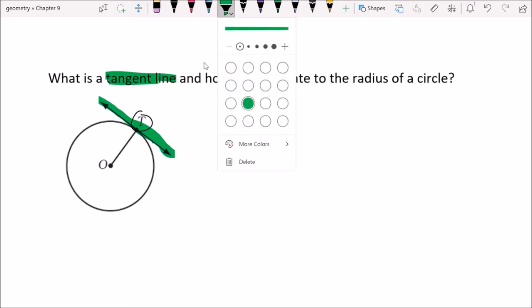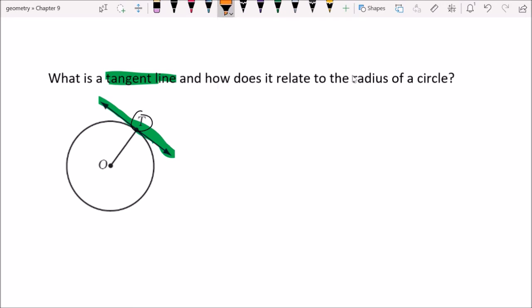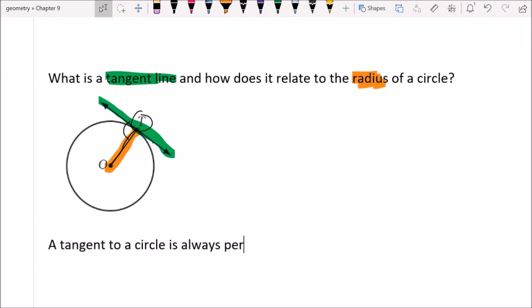And then it also talks about the radius. So let's get the radius on here. So radius, there it is. Okay, now there is a mathematical fact that we're supposed to get out of this question, and it has to do with this angle right here. A tangent to a circle is always perpendicular to the radius.